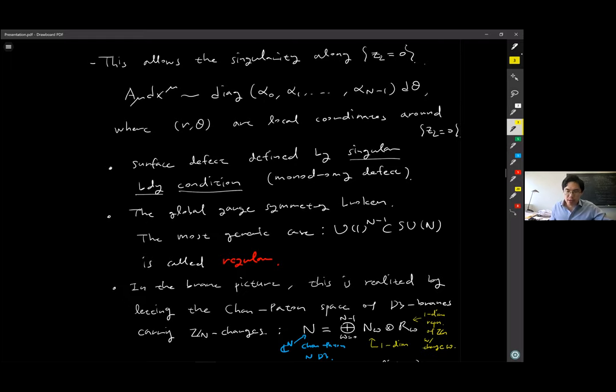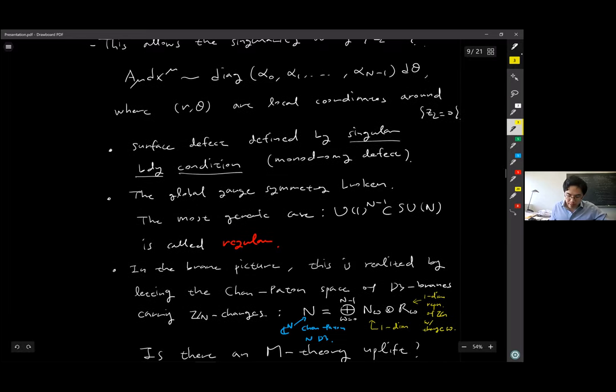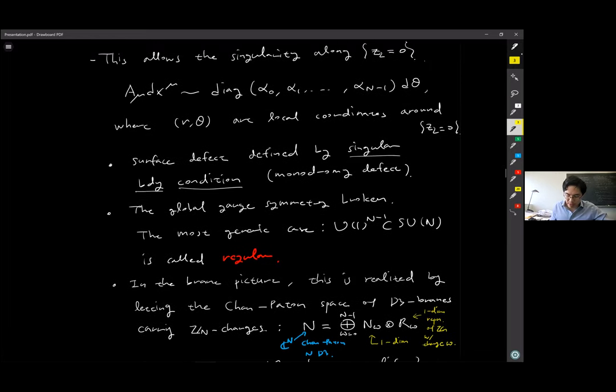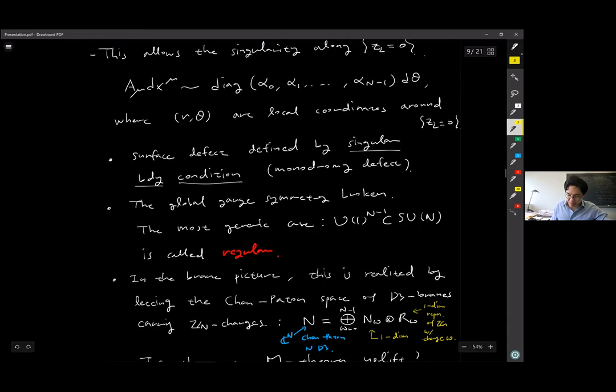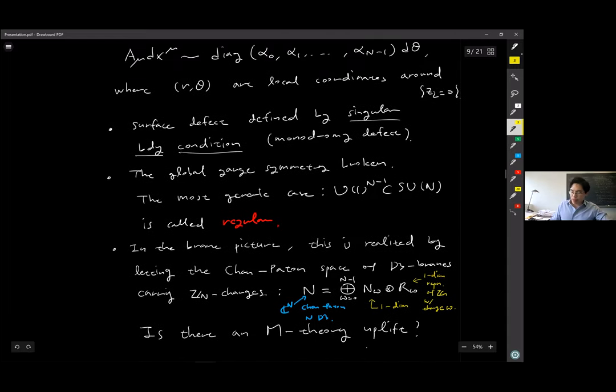So by using this, the computation of the partition function in the presence of the surface defect can be easily obtained. So to see how this insertion of the surface defect affects the 2D side, we need to incorporate this into the M theory picture.